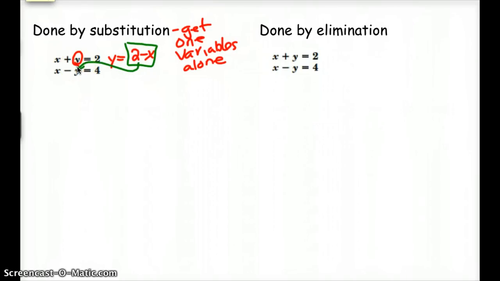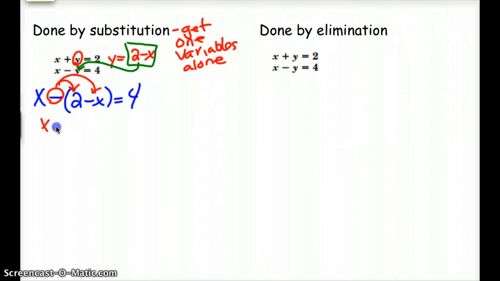Now some people are saying, Mrs. Hefty, I'd like to get x alone. It's going to come up with the same answer. So if you got x alone, that would be correct as well. I'm going to take my second equation, x minus, now I'm subtracting all of y, so that needs to have parentheses around it, equals 4. Go ahead and distribute your subtract sign.